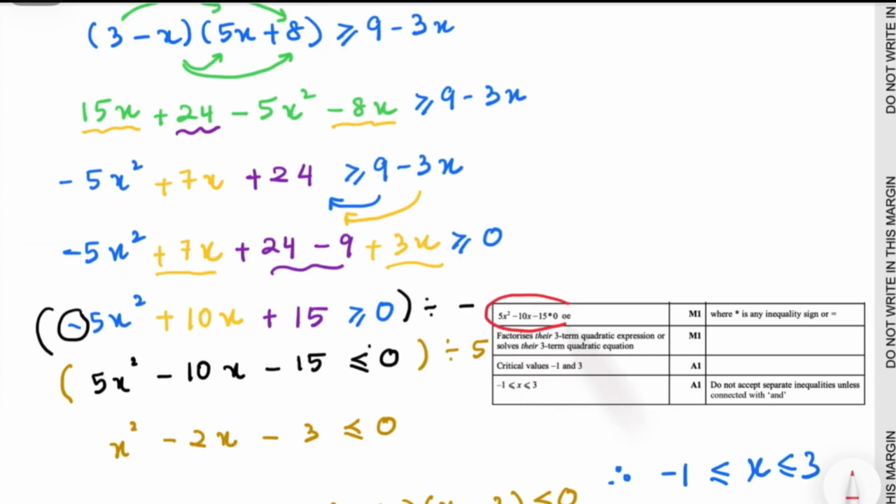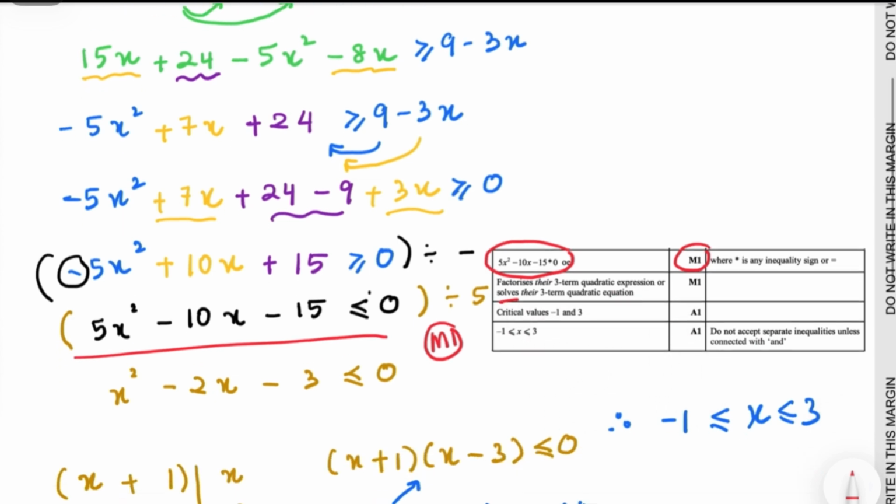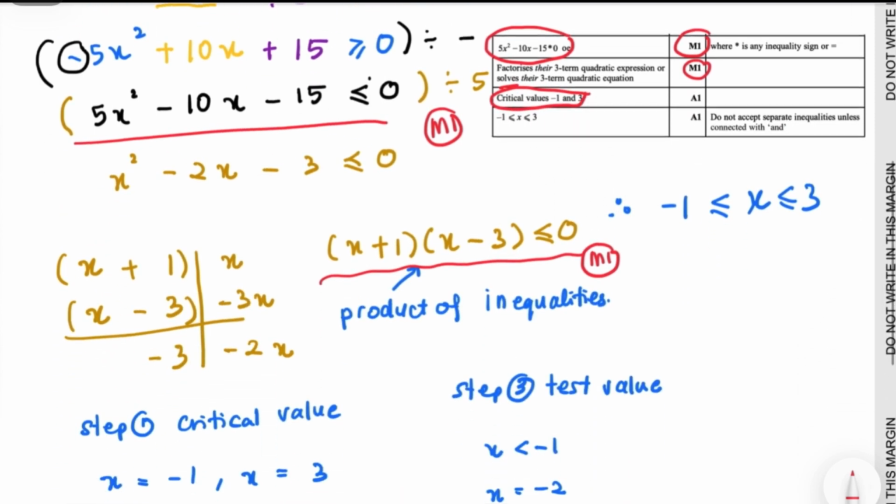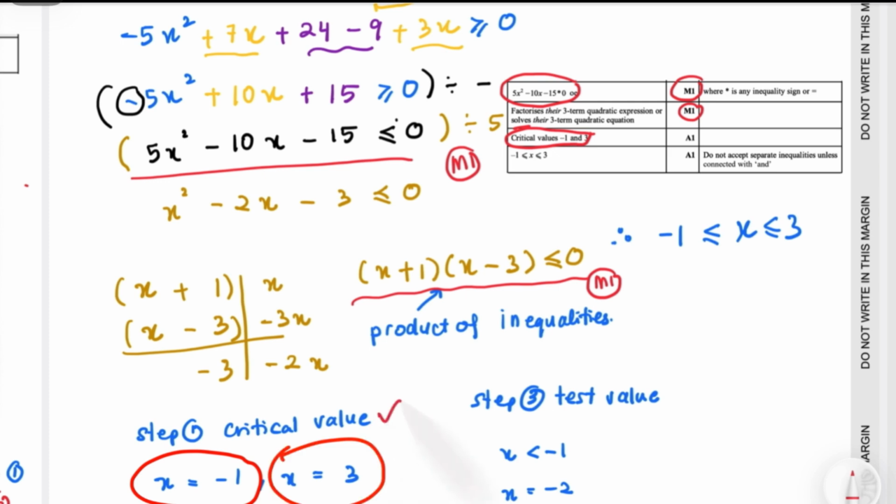Let's bring in the marking scheme. When we reach positive 5x squared minus 10x minus 15, that is method 1 mark, and I'm going to get 1 mark from here. Next step is to factorize the quadratic expression and solve it, so here I'm going to get 1 mark. Next, I need to test the critical values negative 1 and 3, 1 mark. Next, when I rewrite my final answer in this form, I'm going to get 1 mark, and that total will give me 4 out of 4.